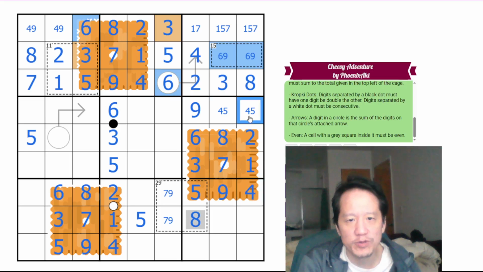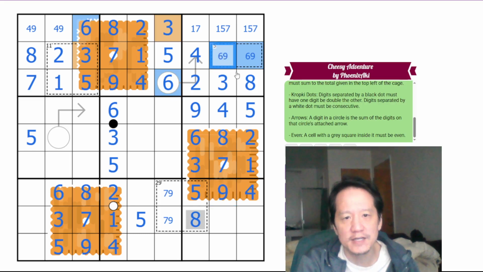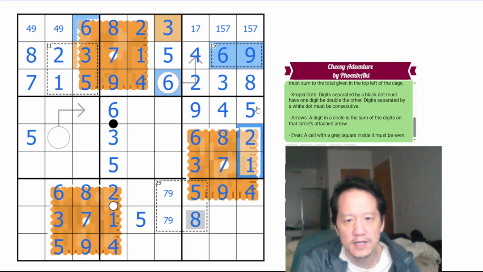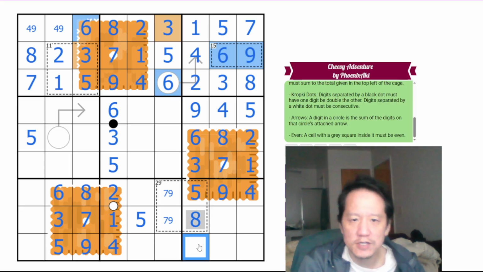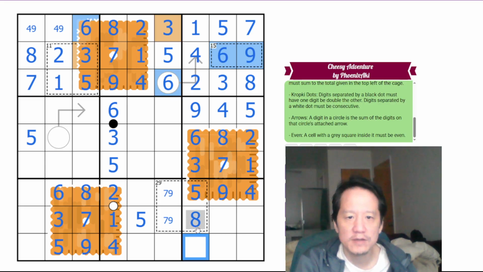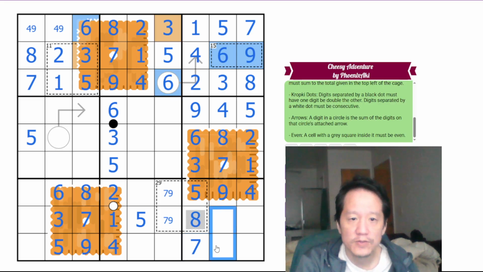But this can't be 4 because of that 4, so this is 5, this is 4. This 9 eliminates that 9, so that's a 6, which makes that a 9. This can't be 1 or 5. That makes this a 7, which makes that a 1, which makes that a 5. The remaining digit in column 7 is a 7. The remaining digits in column 8 are 1 and 2.